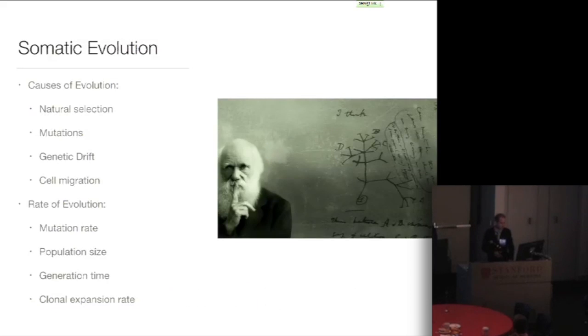And in fact, this means that most of the whole theory of decades worth of research and thought in evolutionary biology can be applied to cancer. So that means natural selection, mutations, genetic drift, cell migration, and that the rate of this evolution is controlled by the parameters of that evolution. That is the mutation rate, the population size, the generation time, and the clonal expansion rate, or if you're an evolutionary biologist, you can think of this as the fitness differentials between the different clones. So that gives us a lot of machinery that we can apply to cancer.